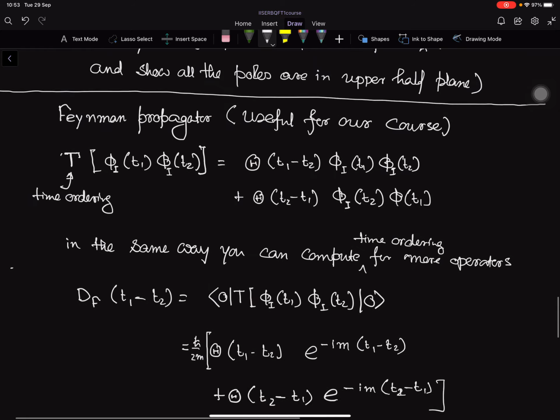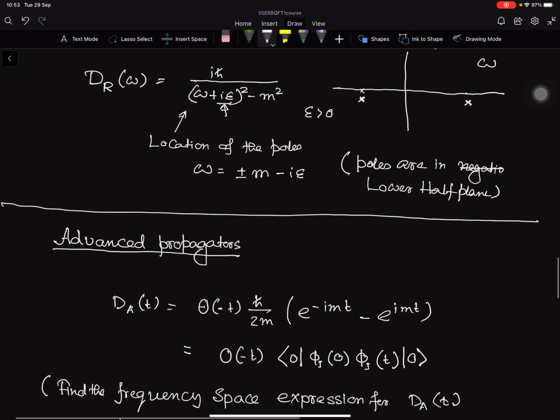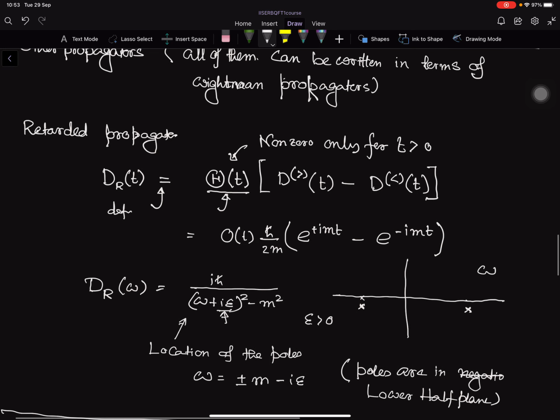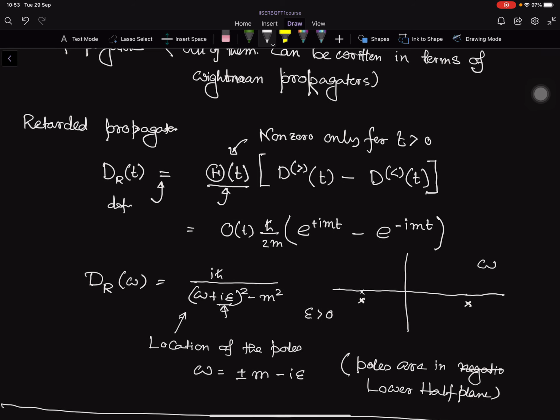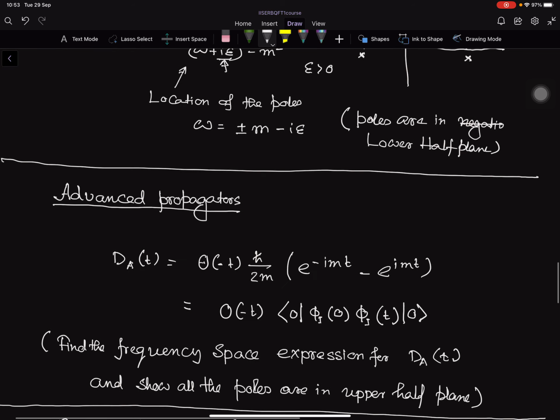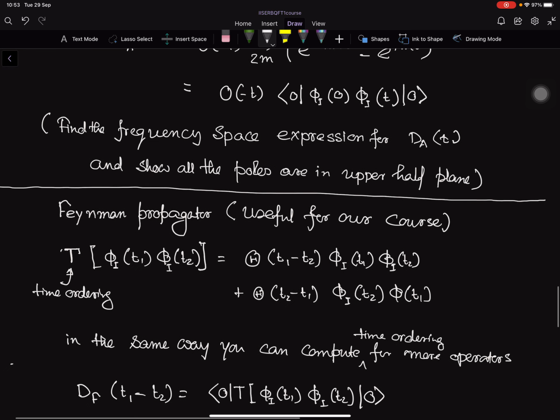But the physical meaning of the retarded propagator and the advanced propagator is very clear. One is only non-zero for positive values of t, which means it can only propagate into the future, in retarded time. The other goes back in time, so it's advanced. The meaning of the Feynman propagator is not at all obvious, but we will see the meaning later when we do quantum field theory.